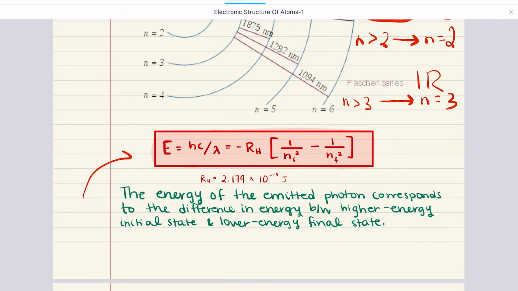This equation is essentially saying the following. The energy of the emitted photon corresponds to the difference in energy between the higher energy initial state and the lower energy final state. And it might seem strange to see an equation that has an initial minus final, where most equations usually have final minus initial, but ultimately, this equation is designed to work just like you'd expect. If an atom emits a photon, then this equation is going to give us a negative value for energy, indicating a decrease. And you can try this out yourself by plugging in values and seeing what you get.